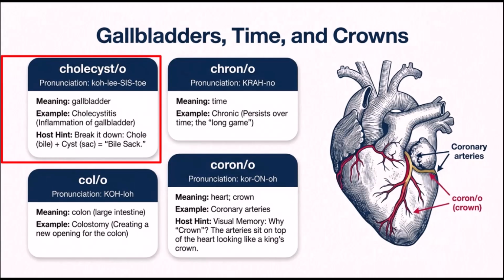Cholecysto. It's a mouthful. This means the gallbladder. Let's break that down. Chole is bile, and cyst is a sac. So it's the bile sac. That's all it is. And when it gets inflamed, you have cholecystitis.